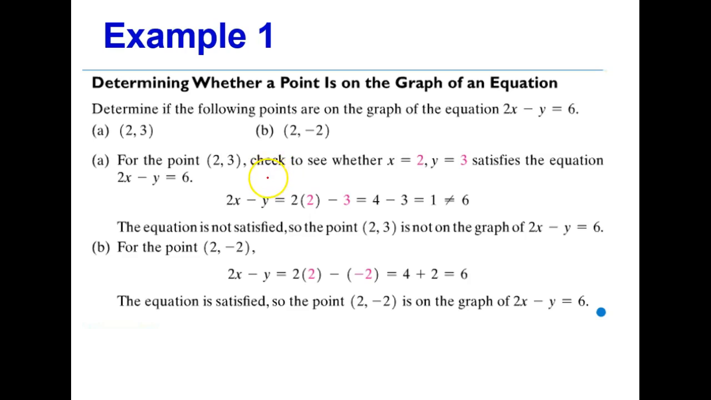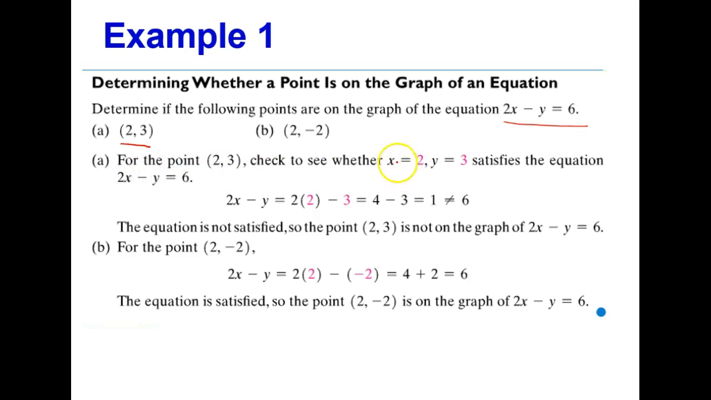So example number 1 in your book is we're going to first determine whether a point is actually on the graph of the equation. So here I'm given my equation 2x minus y equals 6. And it doesn't have to be written any certain way. We can look at any equation given any way. And we're asked to determine if this point here, (2, 3), lies on the graph of that equation. Because remember, the graph of an equation is all points that fit the equation. That's what the graph makes up.